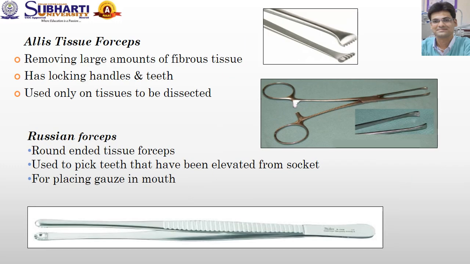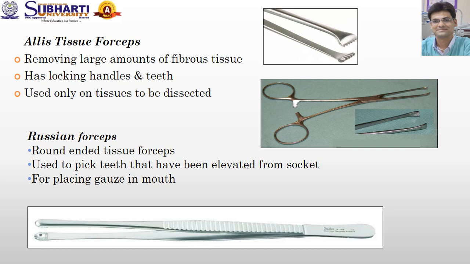Allis tissue forceps. This forceps consists of a locking handle mechanism and teeth at the tip of the instrument. The main purpose of this instrument is to hold tissue under tension. For example, if we are planning to excise an area of tissue, we have to hold the tissue under tension so that it can be excised properly from its base. We should never hold the normal mucosa which is to be left in the oral cavity, otherwise it results in crushing of the tissue.